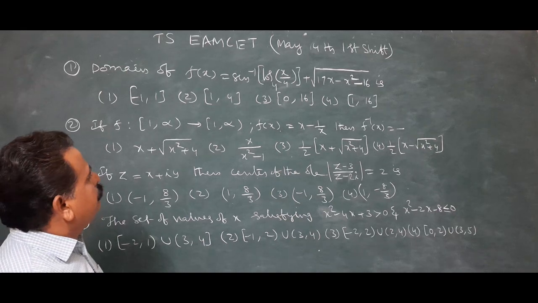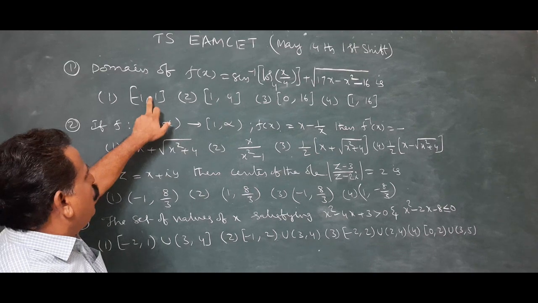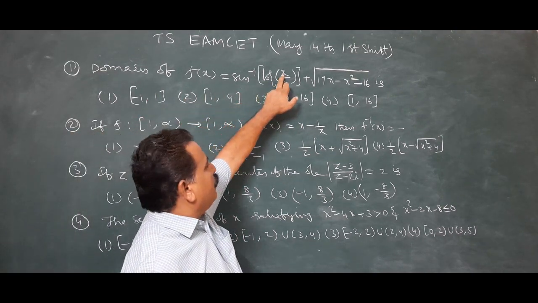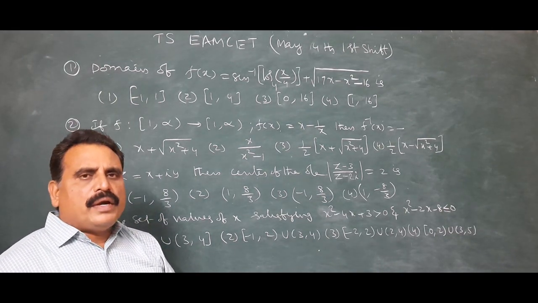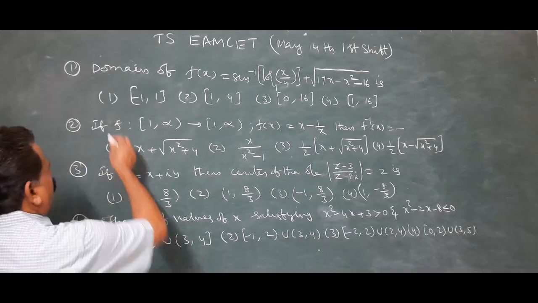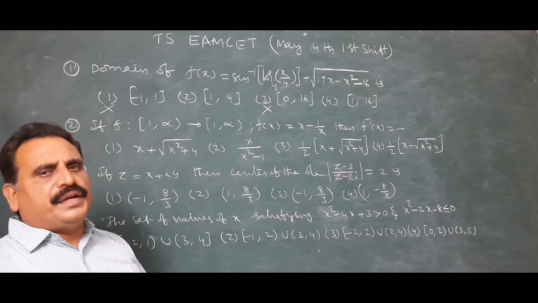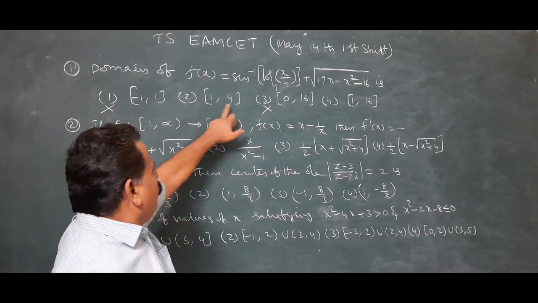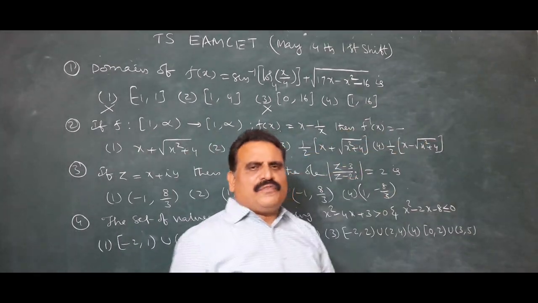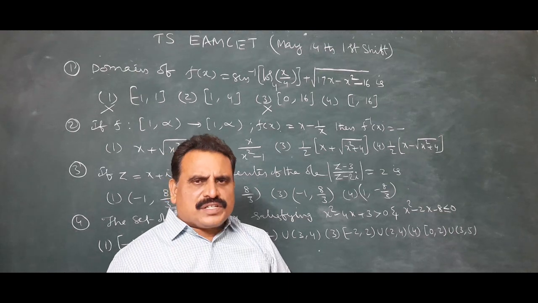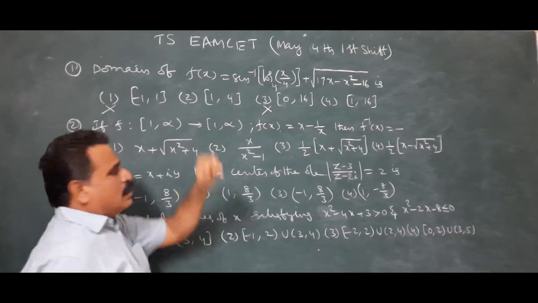For example, let us check the first option. The first option contains 0. If you substitute 0, the logarithm is not defined. So the domain does not contain 0. That's why the first and third options are wrong, and these two are eliminated. Next, let us take 16. Is the function defined or not? If the function is defined for 16, this is the right answer.